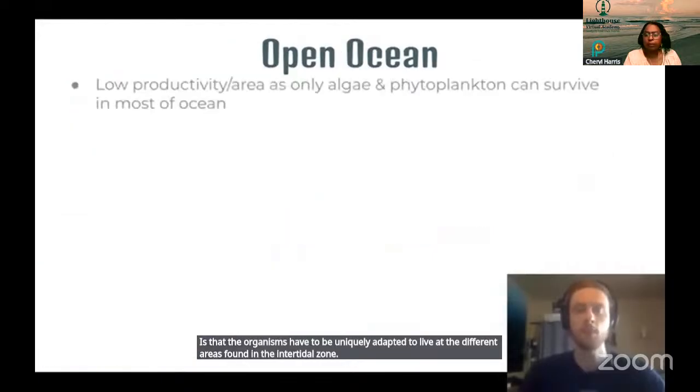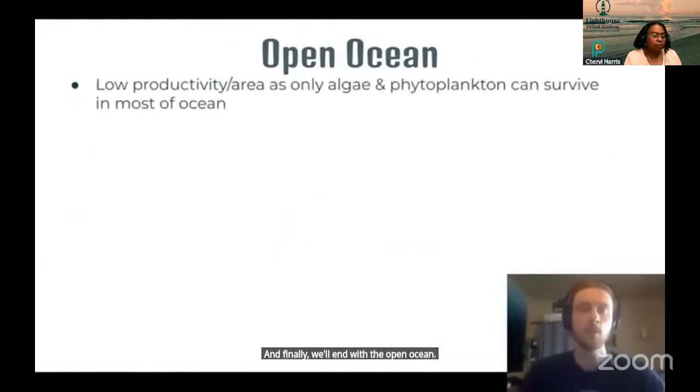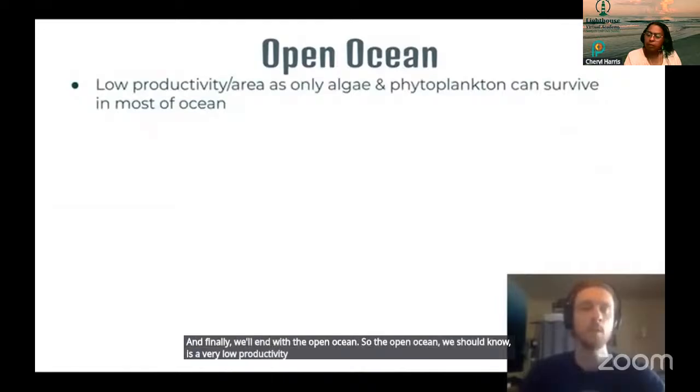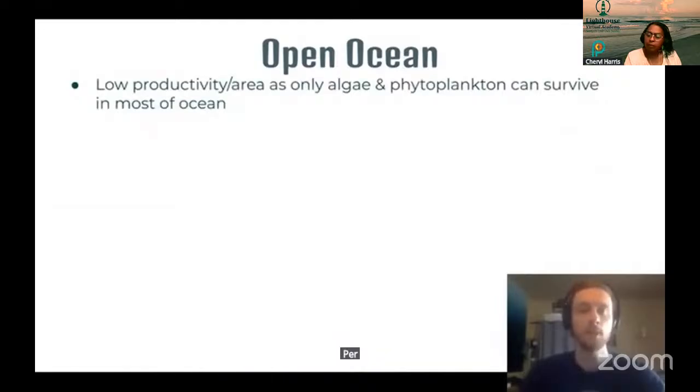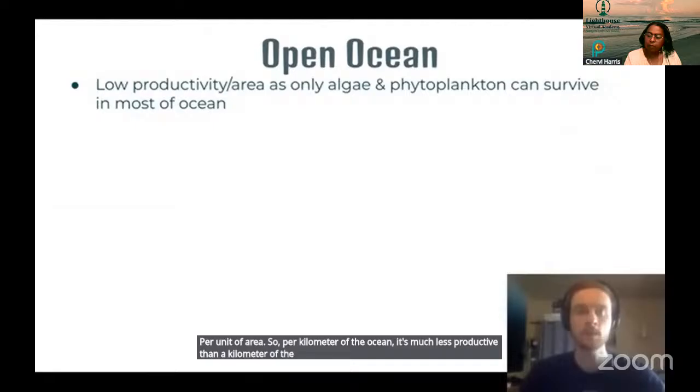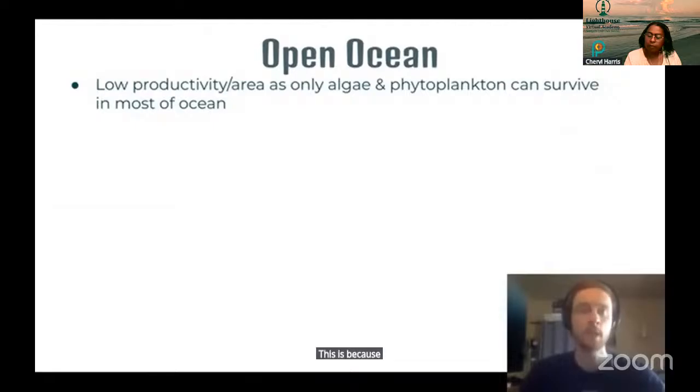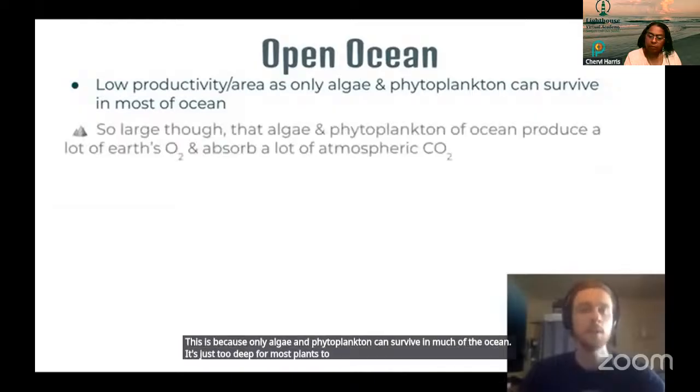And finally, we'll end with the open ocean. So the open ocean, we should know, is a very low productivity biome per unit of area. So per kilometer of the ocean, it's much less productive than a kilometer of the tropical rainforest. This is because only algae and phytoplankton can survive in much of the ocean. It's just too deep for most plants to survive.